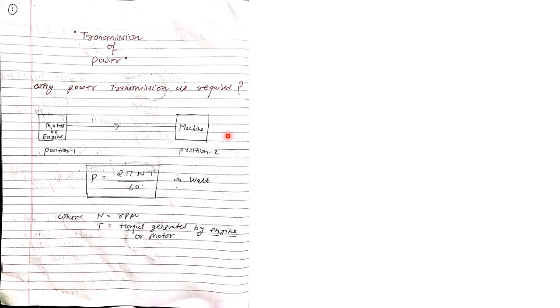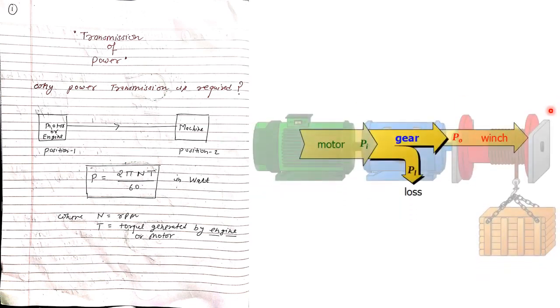So we have the example of power transmission from the motor to the winch. Here the power is generated at the motor, which is running at a higher speed, but the speed at the winch is required to be very low because this load is lifted very slowly. So the requirement of the power system is to reduce the speed and to transmit the power over a certain distance.